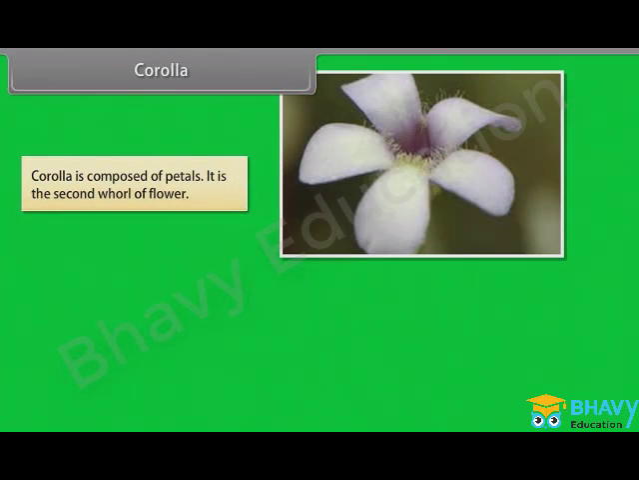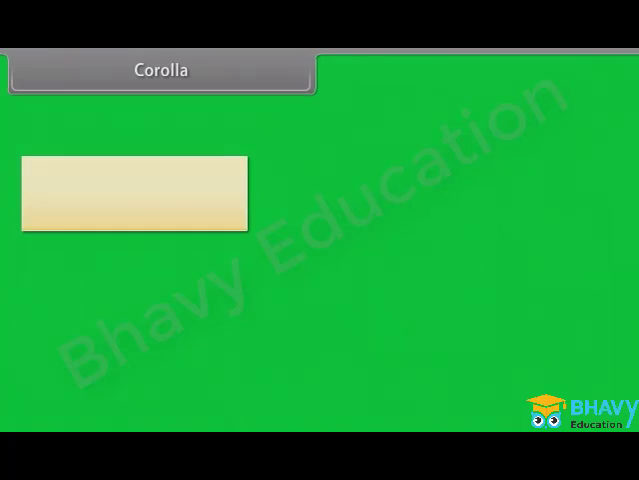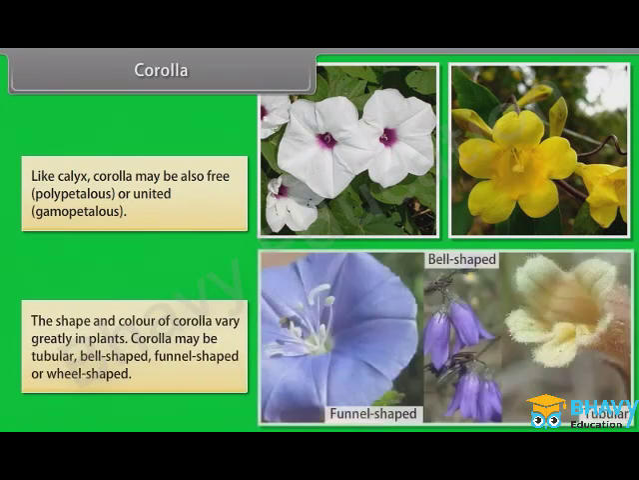Corolla. Corolla is composed of petals. It is the second whorl of flower. Petals are usually brightly colored to attract insects for pollination. Like calyx, corolla may also be free, polypetalous, or united, gamopetalous. The shape and color of corolla vary greatly in plants. Corolla may be tubular, bell-shaped, funnel-shaped, or wheel-shaped.